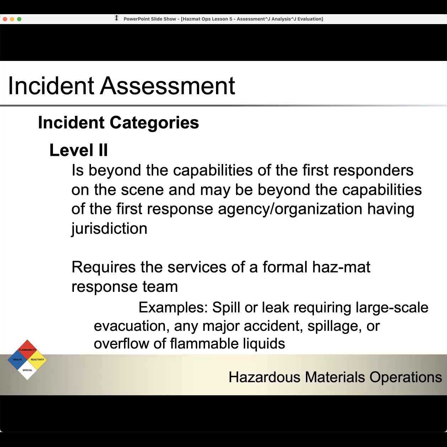Level 2, it's beyond the capabilities of your organization. Requires the service of a formal hazmat response team. So example, a spill or leak requiring large-scale evacuation, any major accident, spillage, or overflow of flammable liquids. So if a 406 turns over on the Homer Adams extension and it's just filled up and it's leaking tens of thousands of gallons of diesel fuel into Wood River Creek, then you call the hazmat team.